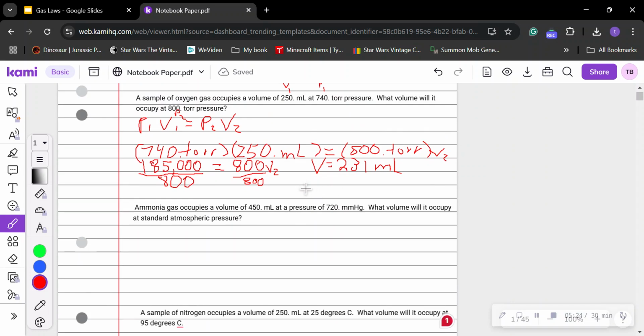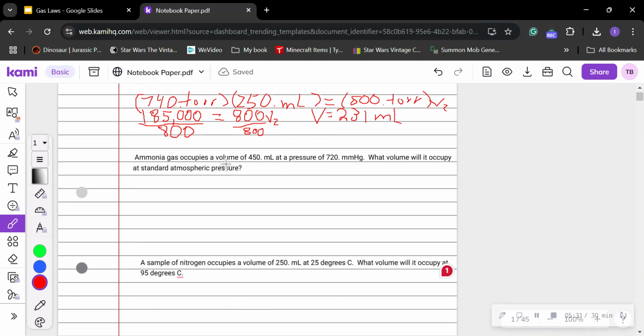So that's the first one. And now the second question for Boyle's law is, ammonia gas occupies a volume of 450 milliliters at a pressure of 720 millimeters of mercury. What volume will it occupy at standard atmospheric pressure?